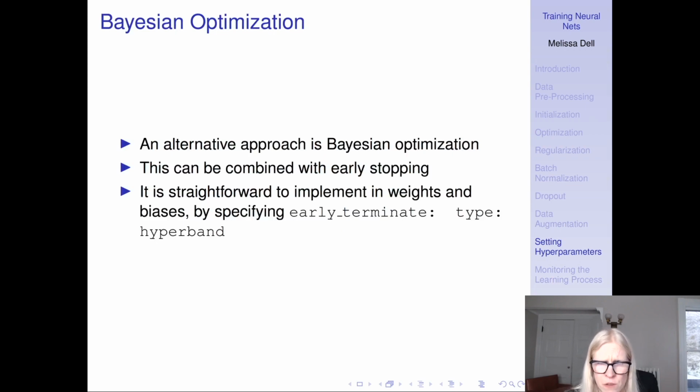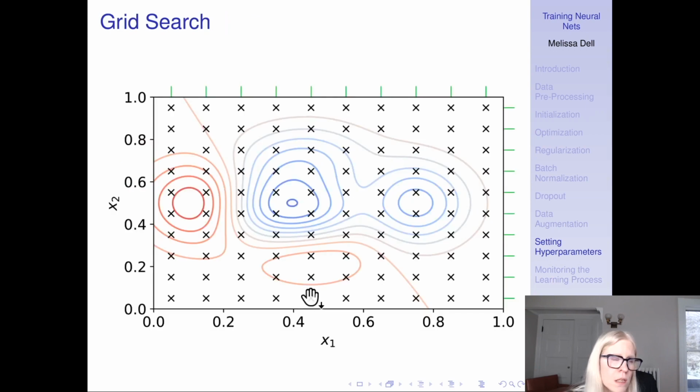An alternative approach, which has really taken off recently, is using Bayesian optimization to choose your hyperparameters, which can be combined with early stopping. It's straightforward to implement in Weights and Biases. And you can essentially use a bandit style approach to choose your learning rate.